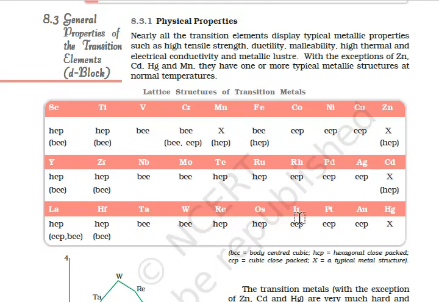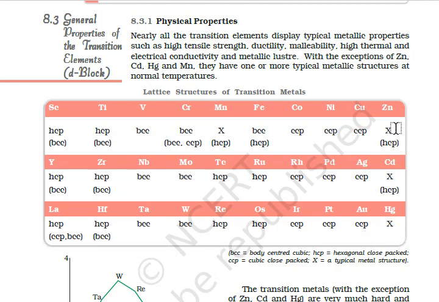Rhodium, cubic close packing. Iridium, cubic close packing. Nickel, cubic close packing. Palladium, cubic close packing. Platinum, cubic close packing. Copper, CCP. Copper, silver, and gold have a cubic close packed structure.